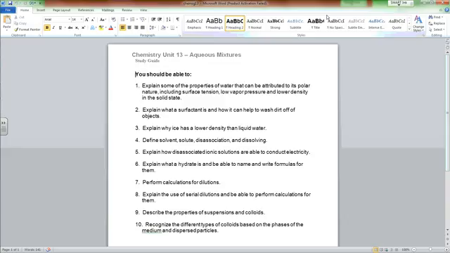All right, number 9 says you should be able to describe the properties of suspensions and colloids. Colloids are evenly mixed. Colloids don't settle. Why? Because the particles are big. The particles are bigger than in a solution. And a suspension is like a colloid, but it settles, because it has even bigger particles. Okay, good. So you should know those.